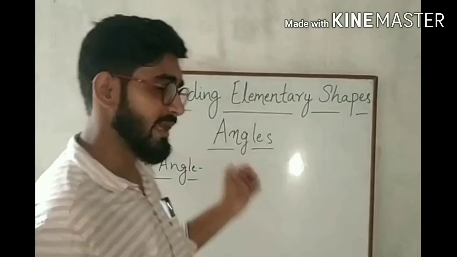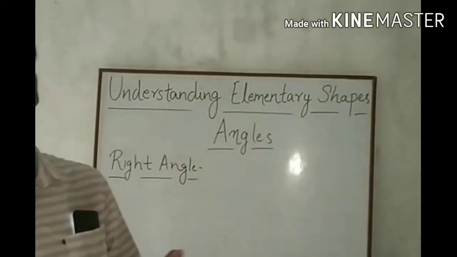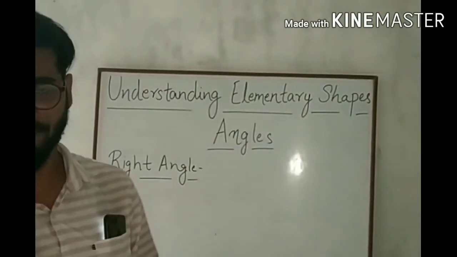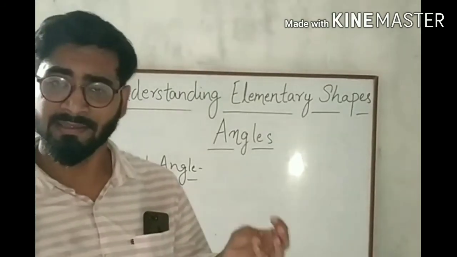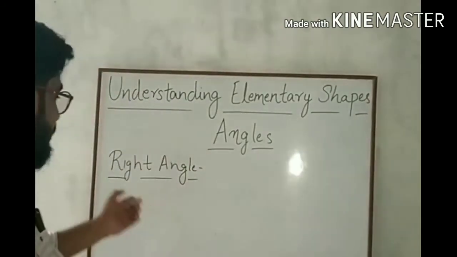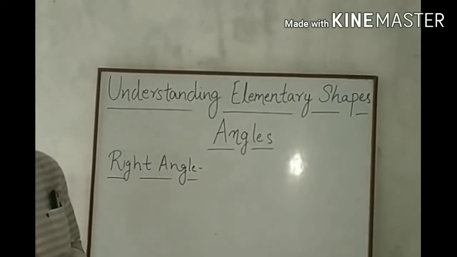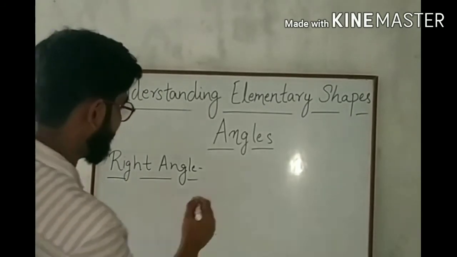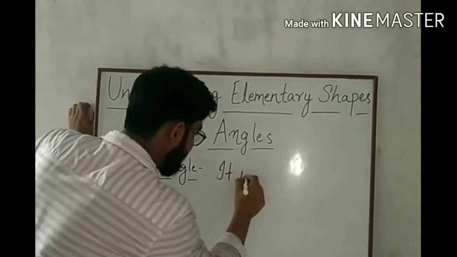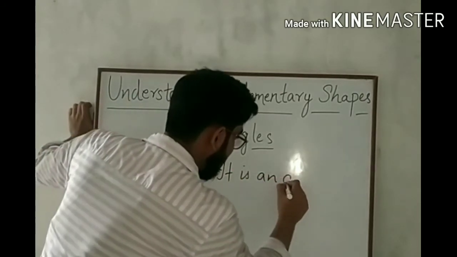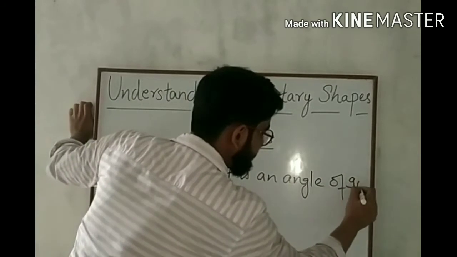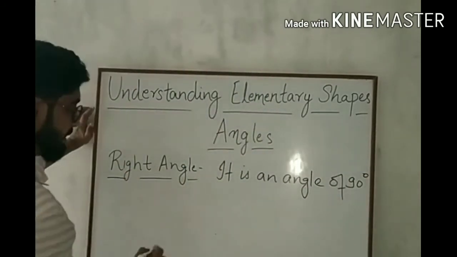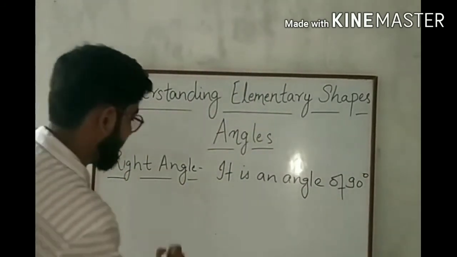Okay. So as we have already discussed line segments, now we are moving to our next topic, that is angles. Basically, there are three types of angles: one is right angle, then straight angle, and then complete angle. Firstly, we are going to discuss right angles. What is a right angle? It is an angle of 90 degrees.